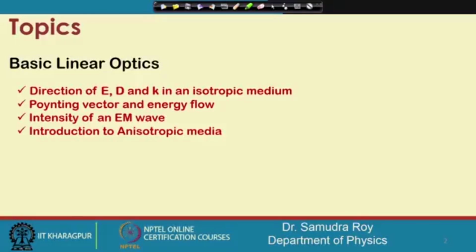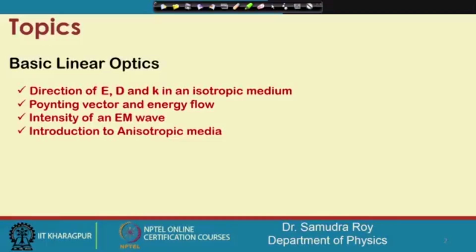Then the Poynting vector and energy flow, that is very important: when we launch an electric field into the system, how the energy is going to flow and what should be the direction of this energy, that we are going to learn. Then the intensity of an electromagnetic wave.